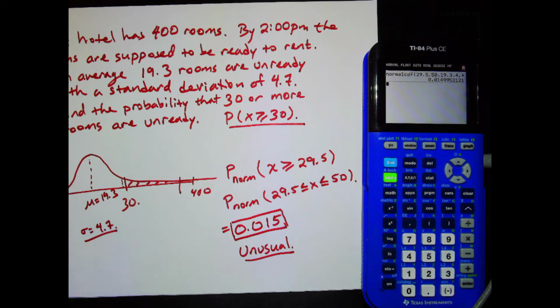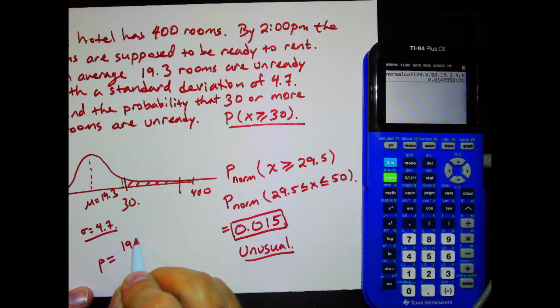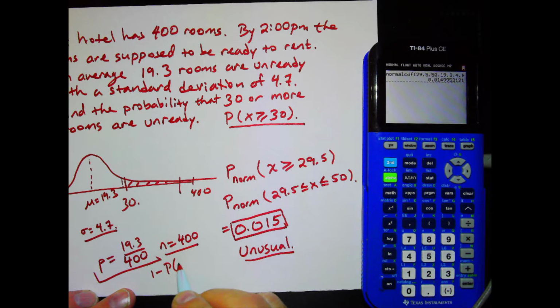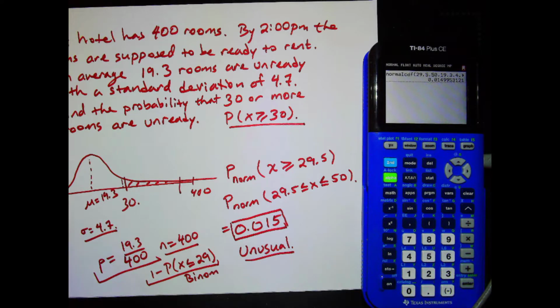We can calculate this using a probability of success of 19.3 divided by 400 as well, with n equals 400 using the binomial distribution. The probability of 30 or more would be 1 minus the probability that x is less than or equal to 29. So this would give you the binomial probability. Let's try that as well.